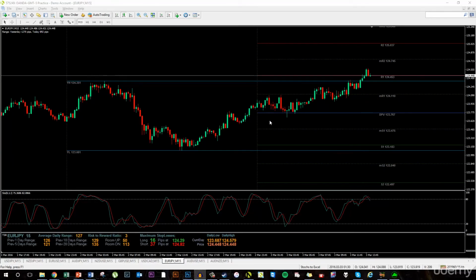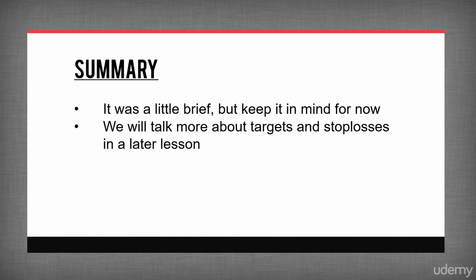And amongst all these lines, the most important one that you have to look for is the daily pivot, which is this one right here, as this tends to be the strongest pivot point when it comes to being a support level or a resistance level. So pay close attention to it. I know that this was brief, but just try to keep this in mind for now, and we'll look at it again when discussing targets and stop loss later on.